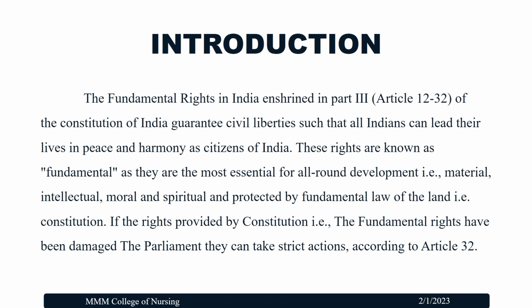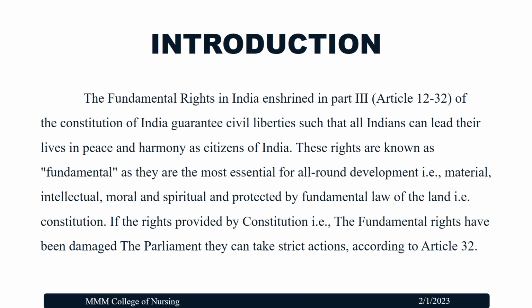Introduction. The fundamental rights in India, enshrined in Part 3 of the Constitution of India, guarantee civil liberties such that all Indians can lead their lives in peace and harmony as citizens of India. These rights are known as fundamental as they are the most essential for all-round development, for example material, intellectual, moral, and spiritual, and protected by the fundamental law of the land, that is the Constitution.